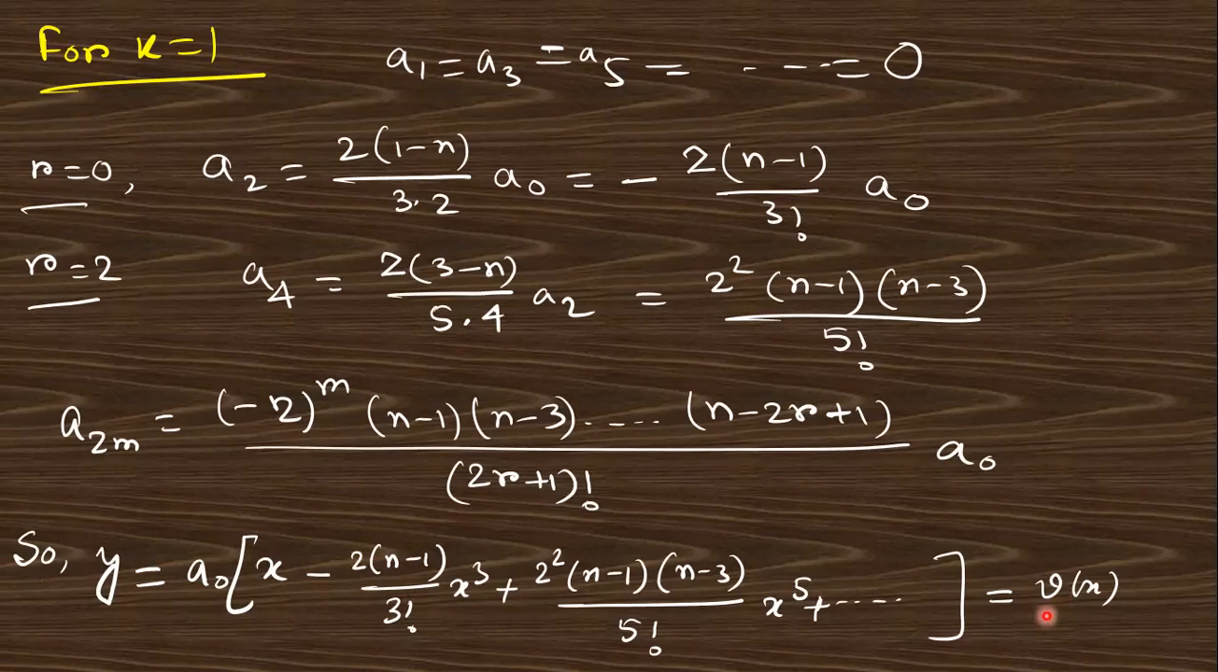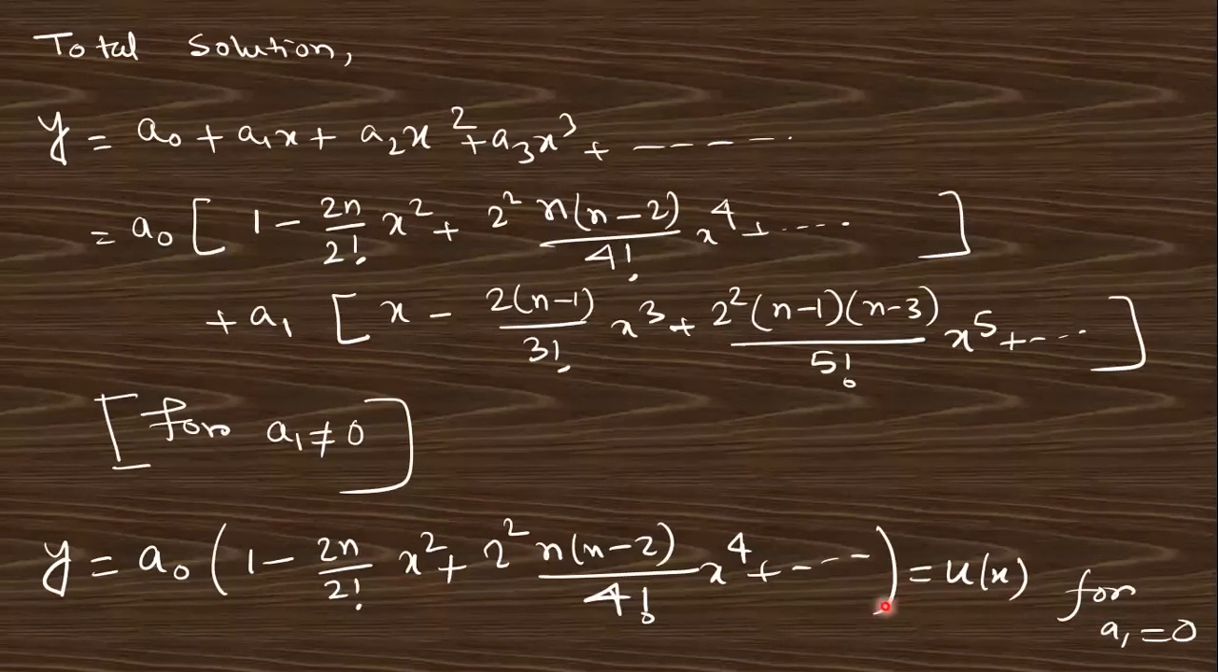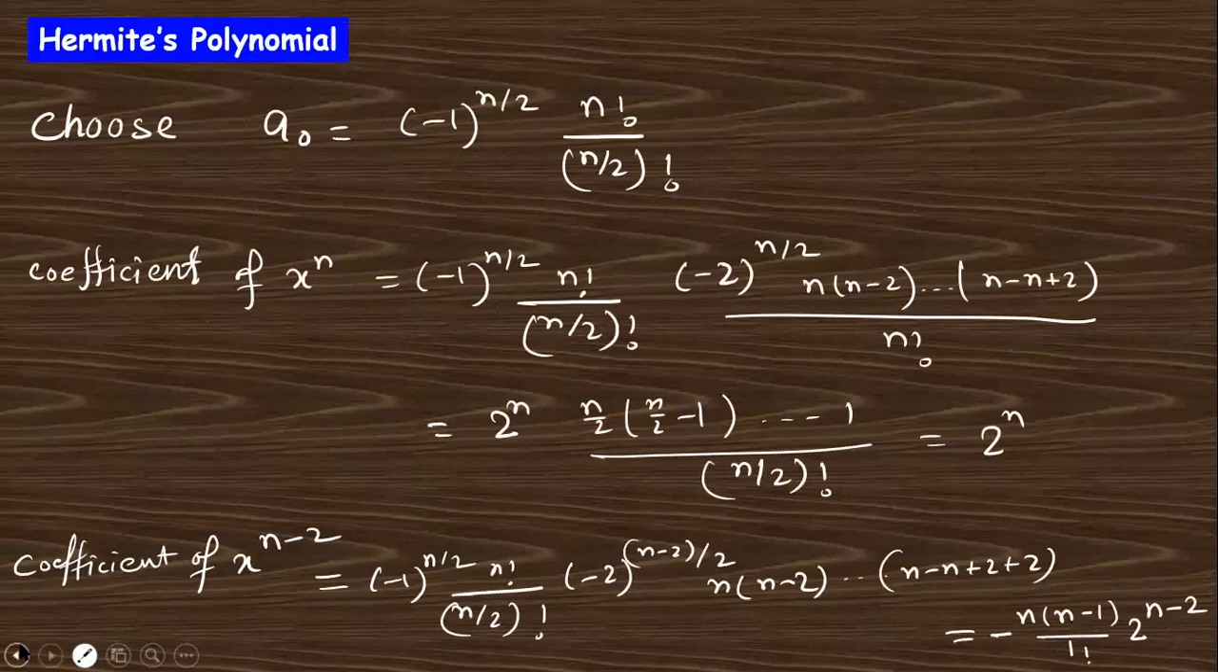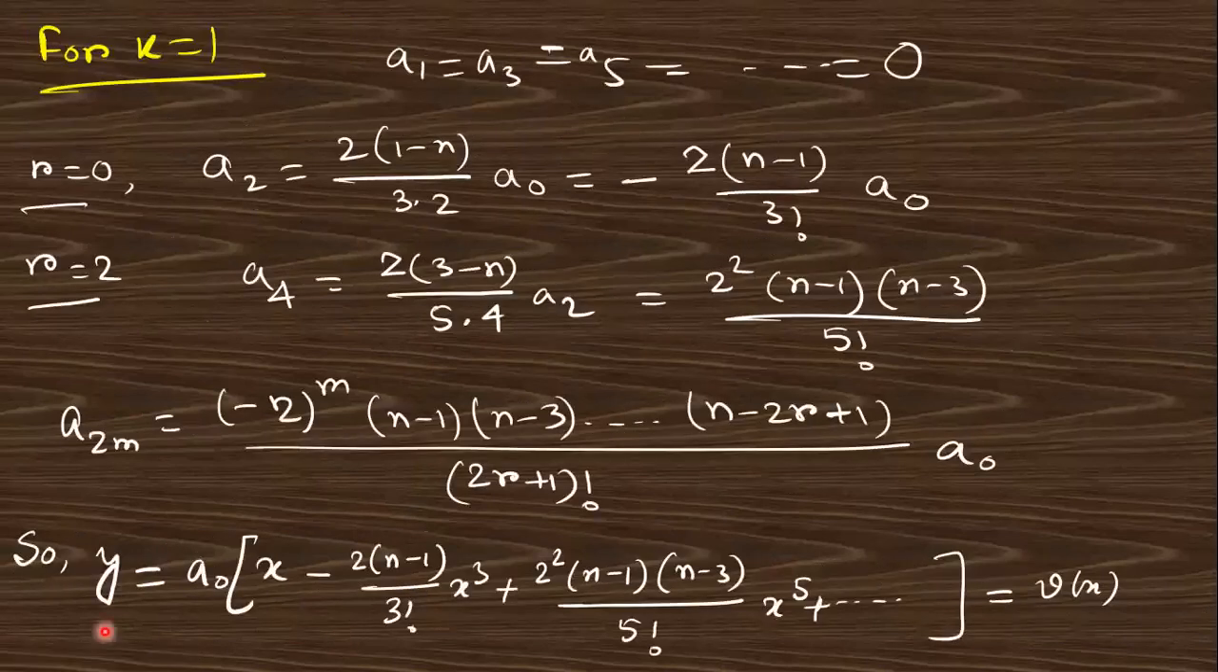If we call this vx and this ux, you can see this solution and that solution, and the total solution is the combination of these two solutions. So the total solution will be the summation of these two solutions. This will be the total solution of this Hermite differential equation.